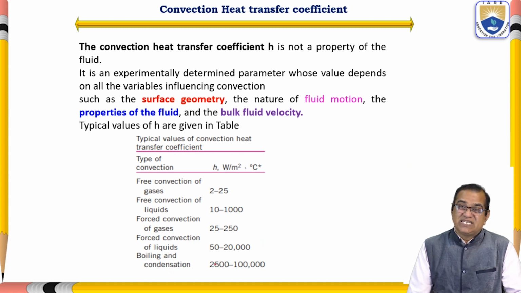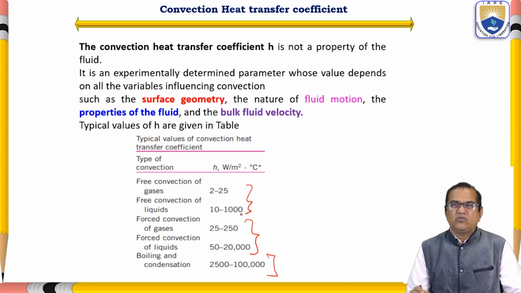Boiling and condensation is 2500 to 100,000 watt per meter square. So boiling and condensation is very high. Then if you are doing forced convection, it is higher than free convection. That also we have to understand.